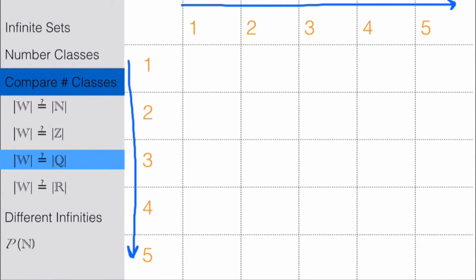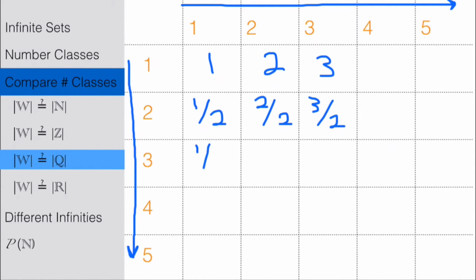So this cell would just be 1/1, or 1. This would be 2. This would be 3, 1/2, 2/2, 3/2. And then we have 1/3, 2/3, 3/3, and so on. We could keep filling this in to infinity in both directions. Now for our bijection, we'll start off by mapping 1 in the whole numbers to this cell, which is 1.